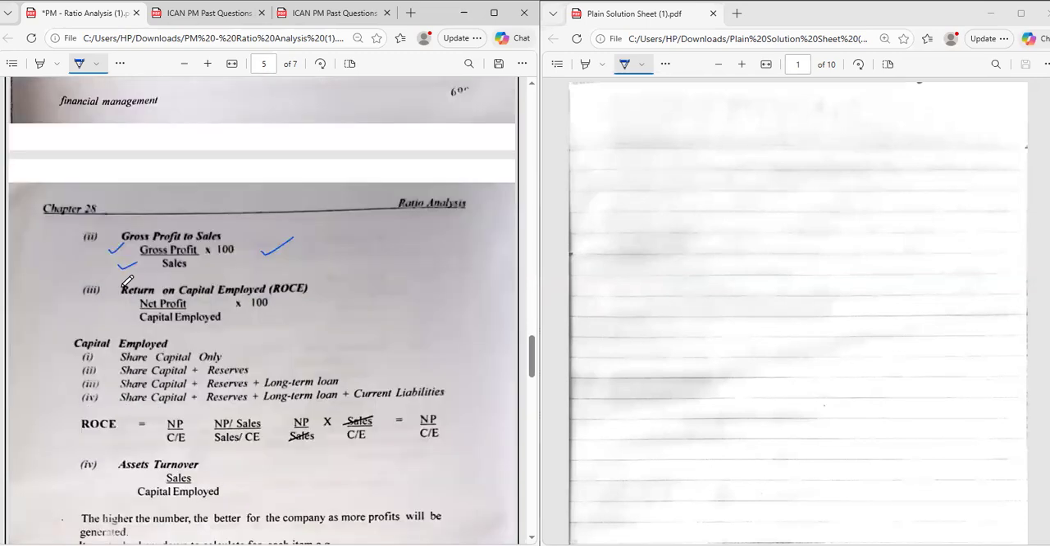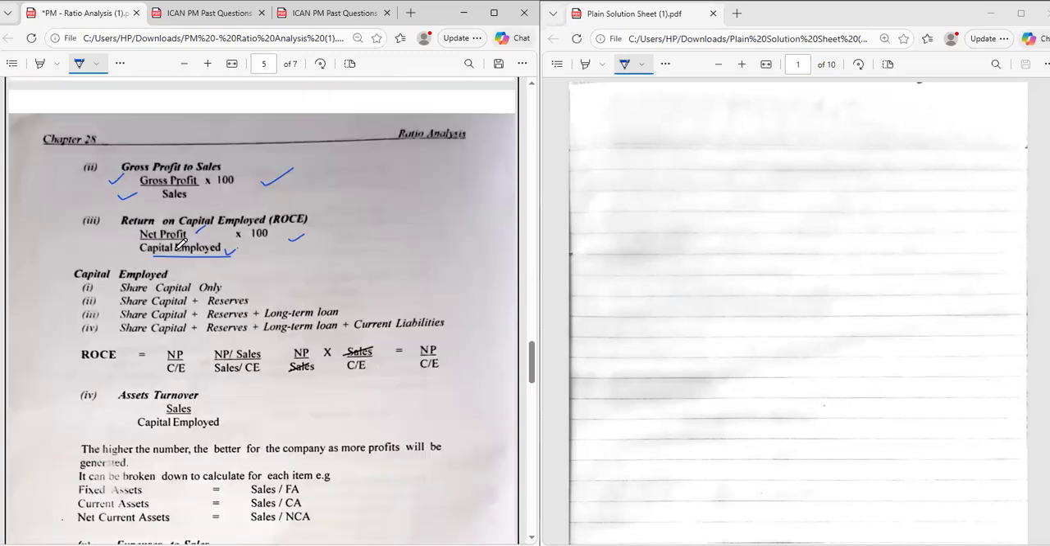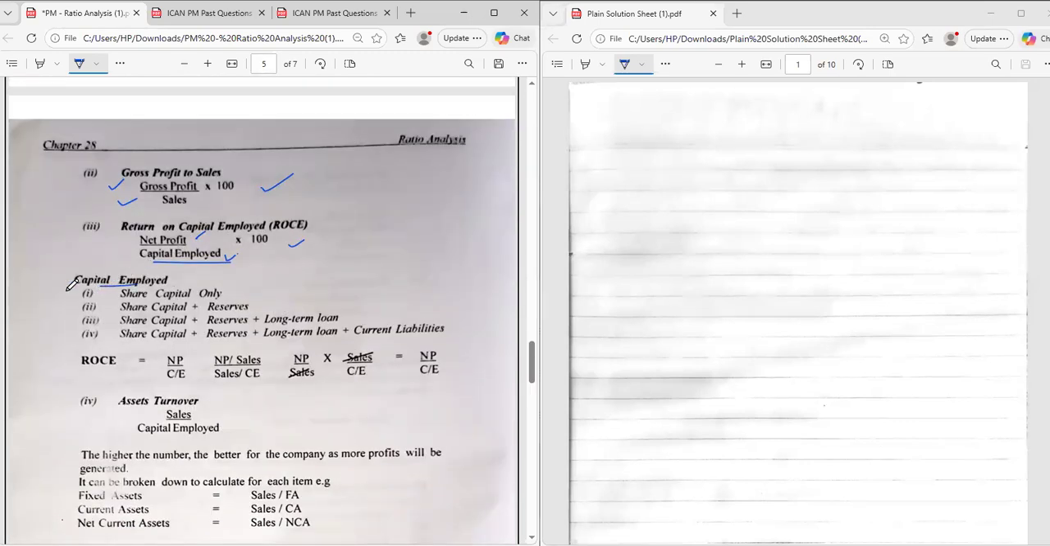The next one is return on capital employed. Net profit divided by capital employed times 100. What is capital employed? When you are given your financial statement, the capital employed can be share capital only, or share capital plus reserve, depending on how the question comes. If you have long-term loan, add the long-term loan to the share capital and reserve. If you have current liabilities, then you do share capital plus reserve plus long-term loan plus what?